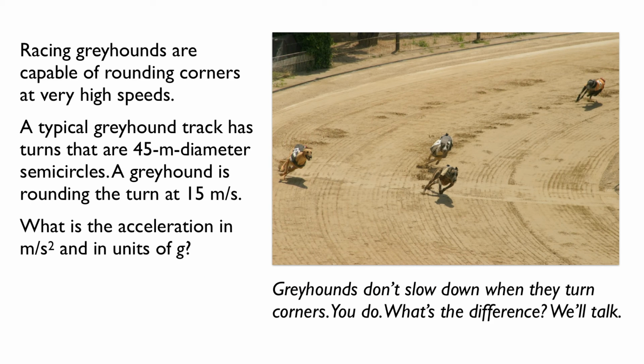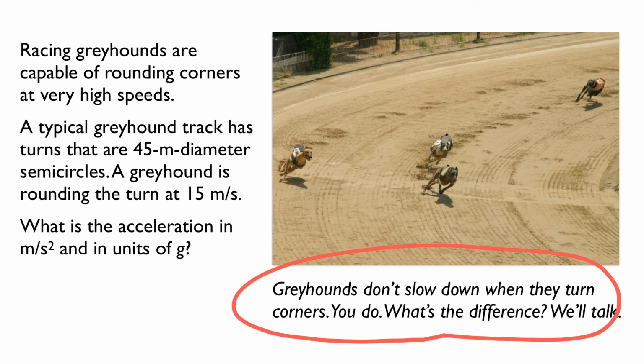Now I want to give you a preview of something we're going to talk about when we get into chapter 5. And this is kind of an amazing thing. The greyhounds don't slow down when they turn corners, and you do. This is one of the things that makes them such amazing racers. When human beings turn corners, they have to slow down. Greyhounds do not. The difference is something that we'll talk about when we get to chapter 5. So this is something we'll return to.